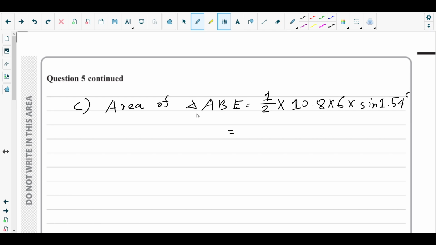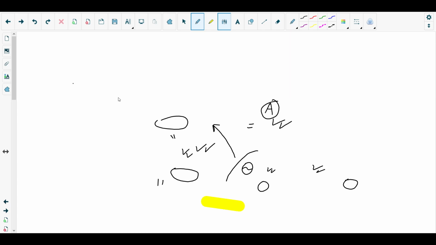It is 32.386 something. So 32.386006954 meters squared. I took the exact value to get the exact answer. Okay, so area of triangle ABE, we got the area of the triangle ABE.